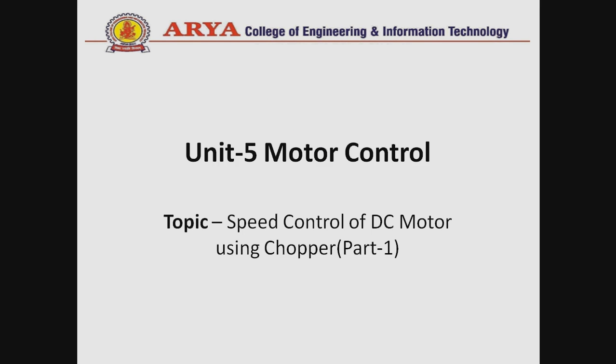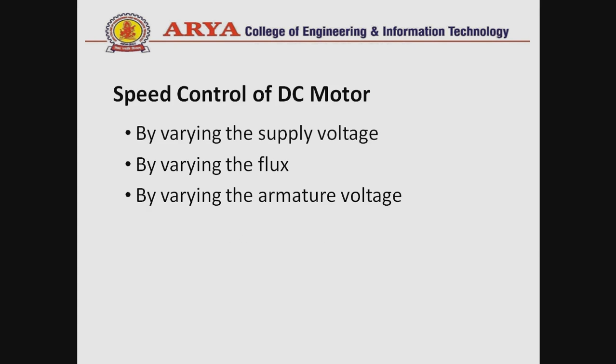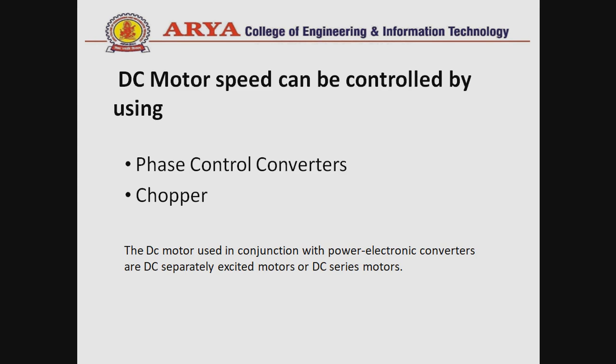Today we will discuss the speed control of DC motor using the chopper. In previous lectures, we have derived the basic equations of DC motors, where we can see that the speed, that is the angular speed omega m, is related to the supply voltage, flux, and armature voltage. So by varying these three parameters, we can control the speed of DC motors.